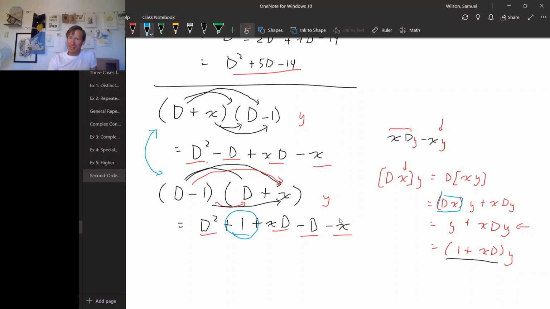And really it's because of this. It's because you can't decompose second order linear differential operators into first order linear differential operators in a way that commutes.